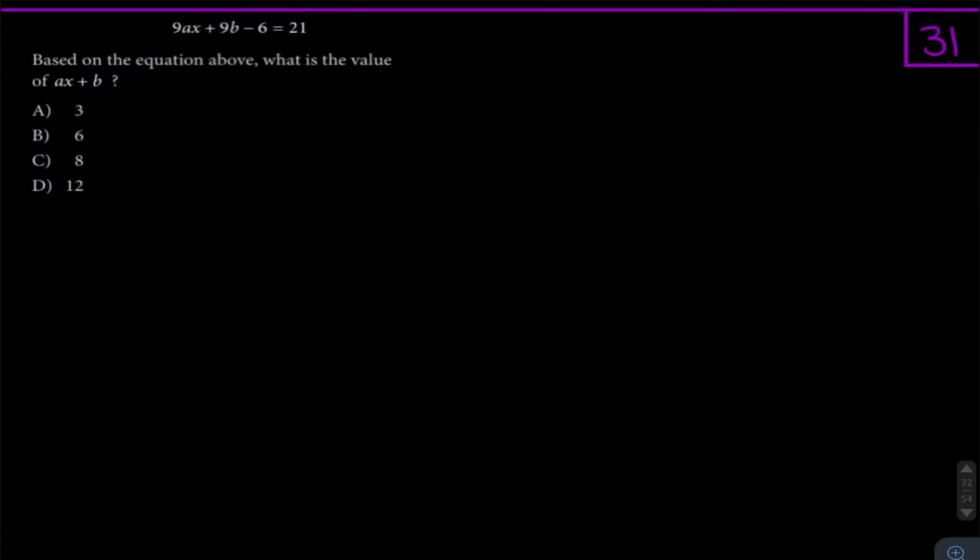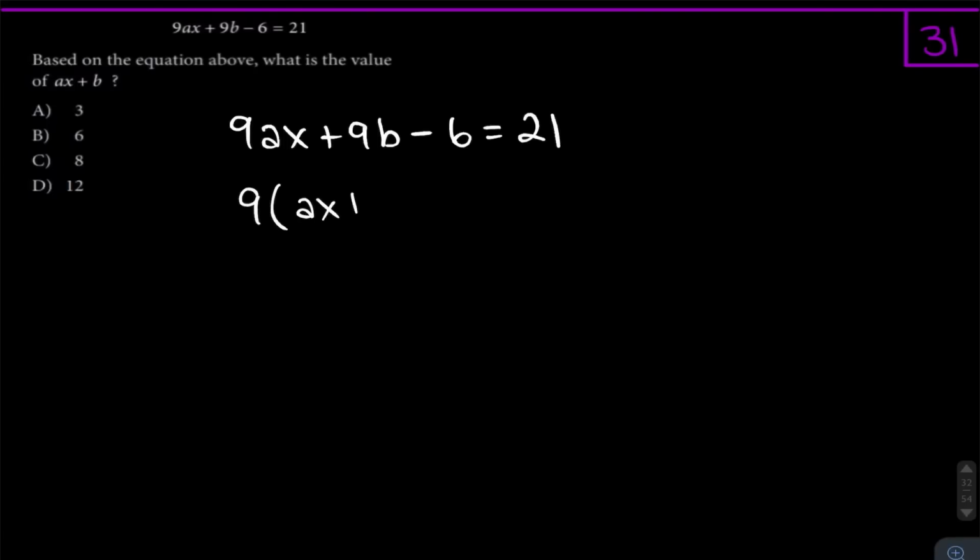And how do we do that? Well, we can factor out a 9 here. I think that's a great way to start. And actually, let me just write this out so it's a little bit bigger. We can start here by factoring out a 9, and that will get our ax plus b together. And then we have -6 equals 21.